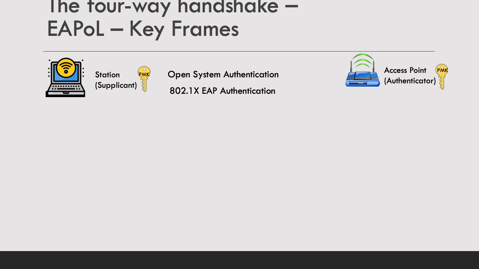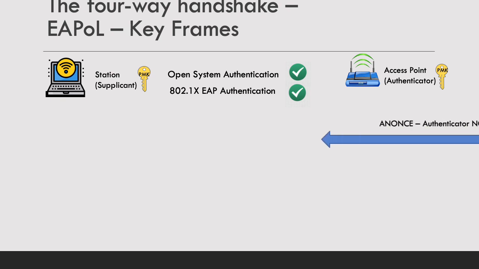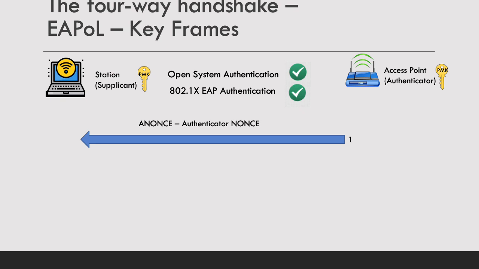Now, for all this to work, we need to have the open systems authentication done successfully, and we need to have finished successfully the EAP authentication. Now, assuming we have both of those, we can actually start the four-way handshake. First step is that the AP sends an A nonce, or an authenticated nonce, to the station.